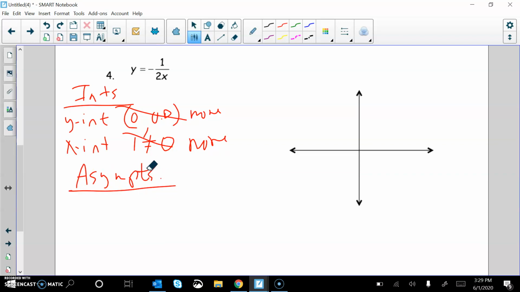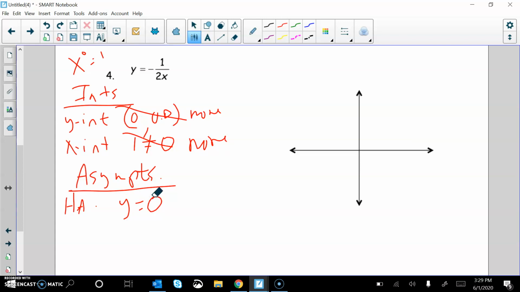All right, asymptotes. Horizontal asymptotes. We have the degree of your denominator as 1, the degree of your numerator as 0. Again, x to the 0 power is 1. So the degree of your denominator is larger. When that is the case, the horizontal asymptote is at the line y equal to 0.